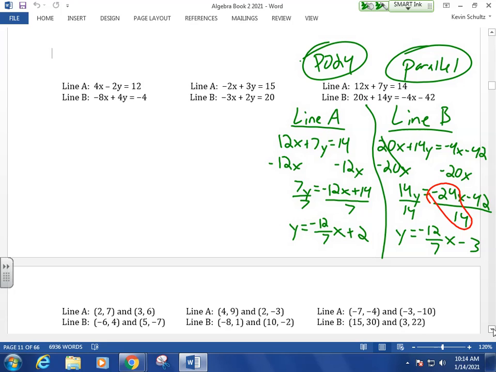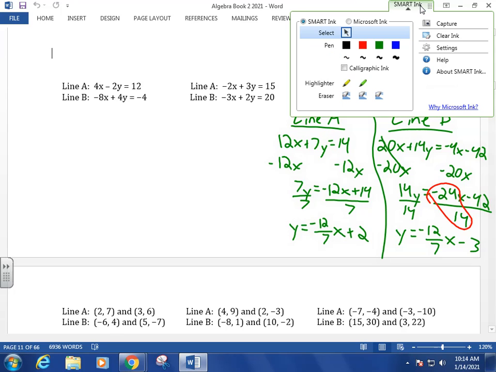Good? Okay? Questions on what I just did there? You can do the other two on your own for homework practice, but questions on what I did? No? Okay.